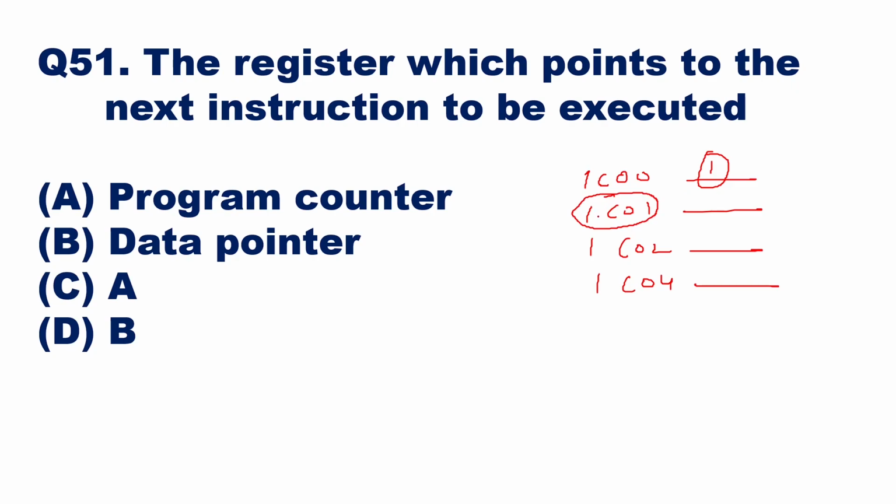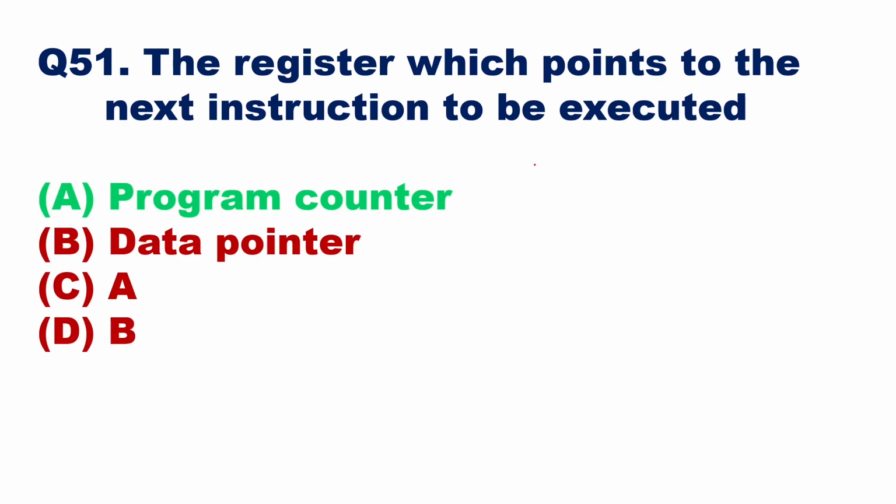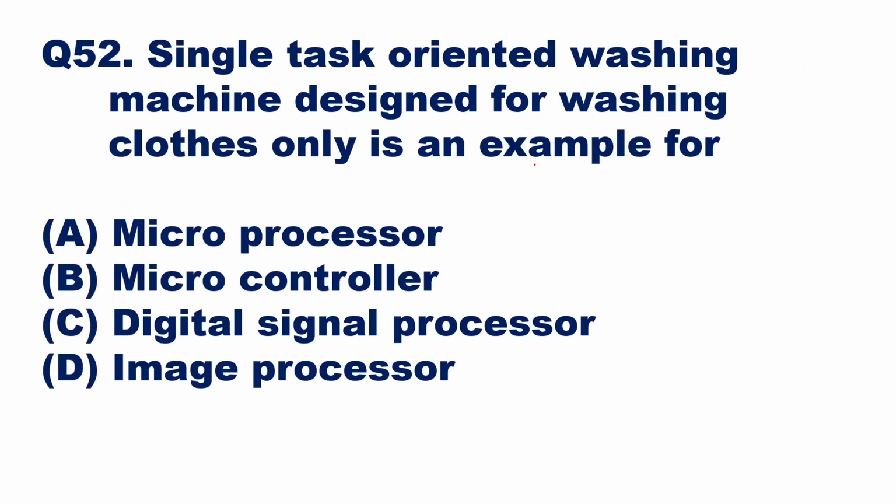register which is called the program counter. When we are going to execute the second instruction, at that time the third instruction address will be held by the program counter. So the program counter is the one which points to the next instruction to be executed. So it is option A which is the right answer here, which is program counter. The register which points to the next instruction to be executed is program counter. Then we'll go to the next question.